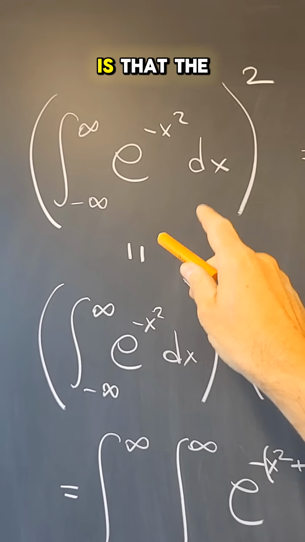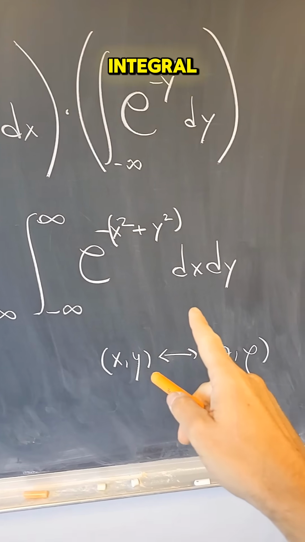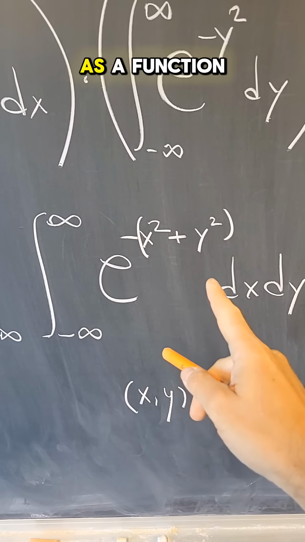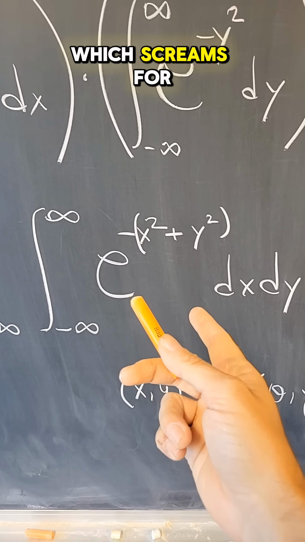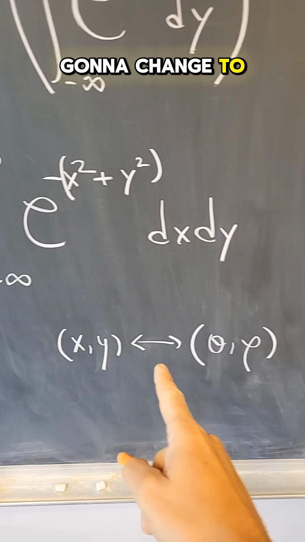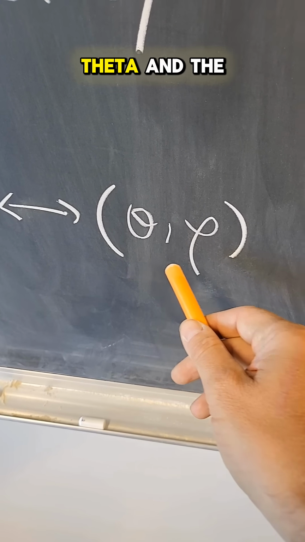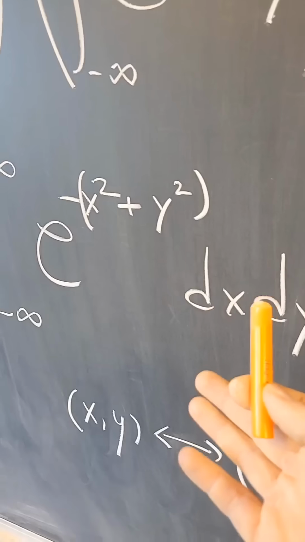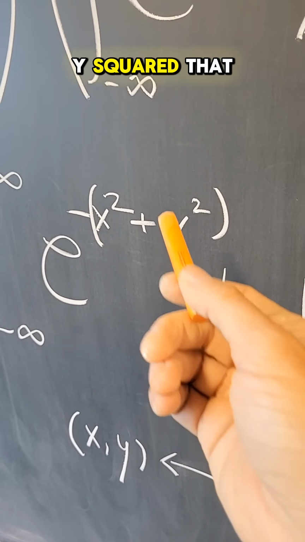So the upshot is that the square of the integral I want is actually this double integral, but this function, as a function in two variables, has a radial symmetry which screams for a change of variables to polar coordinates. So we're going to change to polar, with the new variables being the angle theta and the radius rho. And now we do the change of variables in the integral, x squared plus y squared, that is rho squared. So I get an e to the minus rho squared.